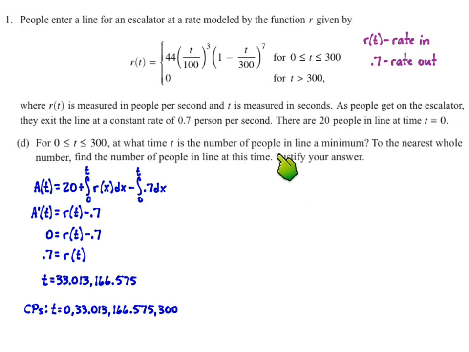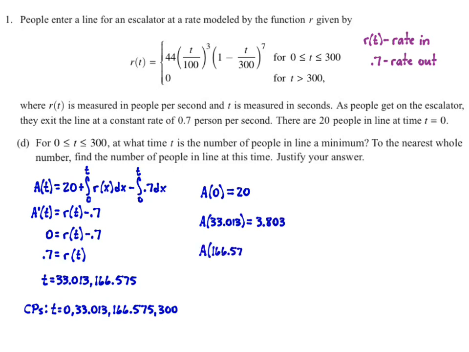Now, because I want the absolute minimum, we are going to take all those critical points and plug them back into our amount function. So we would say A of 0. If I plug that in, I'd get 20 plus the integral from 0 to 0 minus the integral from 0 to 0, but ultimately we get 20, and we knew that anyway because when t equals 0, there were 20 people in line. For t equals 33, you can plug that in, and that's what I'm doing here. I'm plugging in 33.013 to both of these t's and evaluating both of these integrals, and we end up with 3.803.